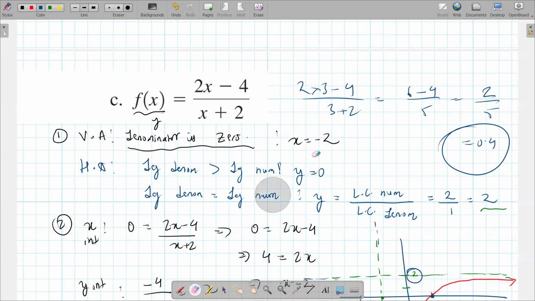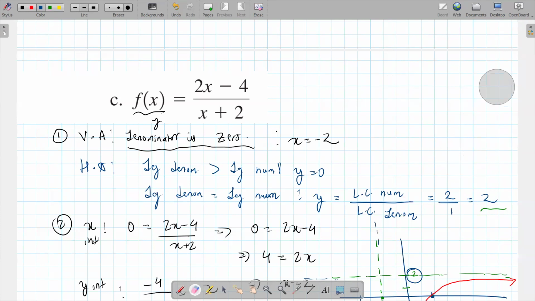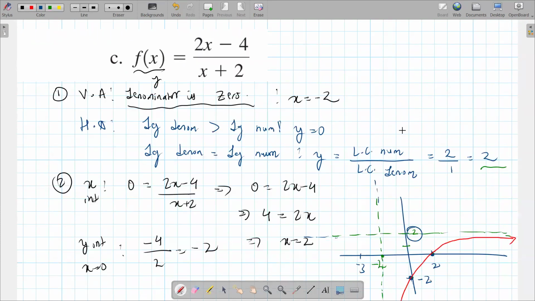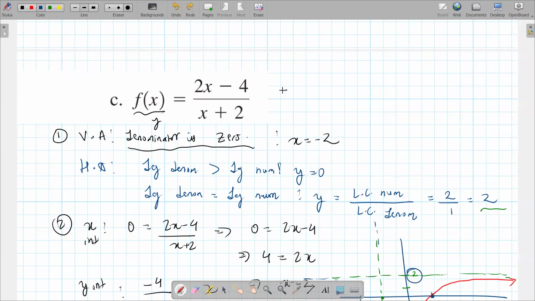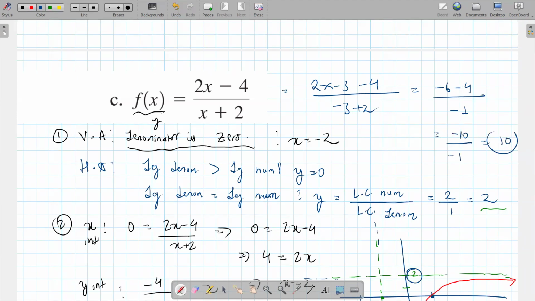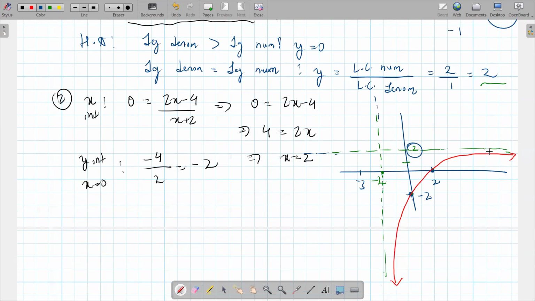Sorry, I messed this one up big time. It's -3 I meant to plug in, not 3, because I want to see what happens to the left of this asymptote. So I should have plugged -3 in there. Let me try that again. 2 times -3 minus 4 over -3 plus 2. -6 minus 4 over -1. That is -10 over -1. That's +10. So at -3, I'm at +10.